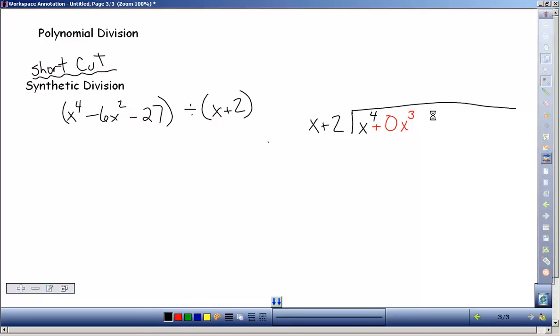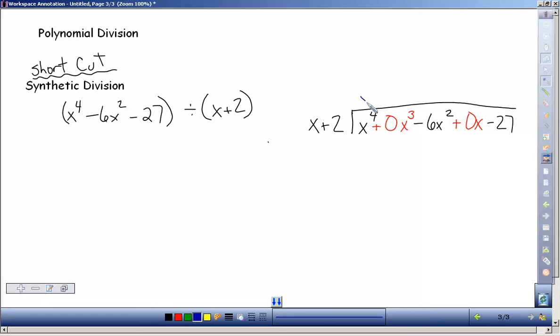and that causes a lot of drama. I do have an x squared term, so I can do minus 6x squared. I do not, however, have an x to the first term, so I'm going to use another placeholder, 0x, and then I've got the minus 27. So when I do my long division, it's the same process as we talked about previously. We're just going to have these placeholders here to make sure that our answer turns out neat.